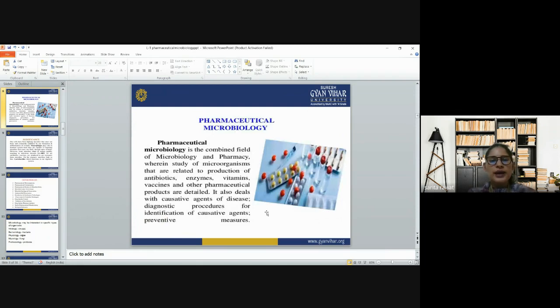Then what is pharmaceutical microbiology? It is the combined field of microbiology and pharmacy, where we study microorganisms related to the production of antibiotics, enzymes, vitamins, and similar products. It also deals with the causative agents which cause particular diseases in a person.